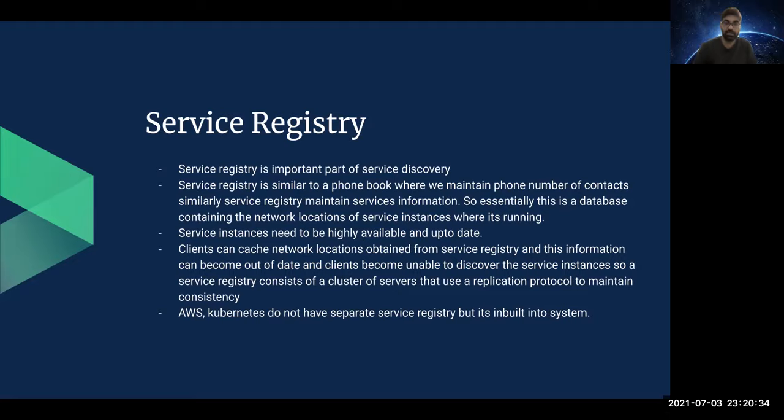Okay, so what I'm trying to say is, if the client is caching some network location, and the service goes out, then this will not be served. In that case, if we have the right kind of service registry, it will make sure that it replicates to another place also. If this place is not synced, the other will serve the client, and it will always be perfect. Also, just to let you know, AWS and Kubernetes don't have a separate service registry, but it's inbuilt into their infrastructure. Okay, so that is about services.